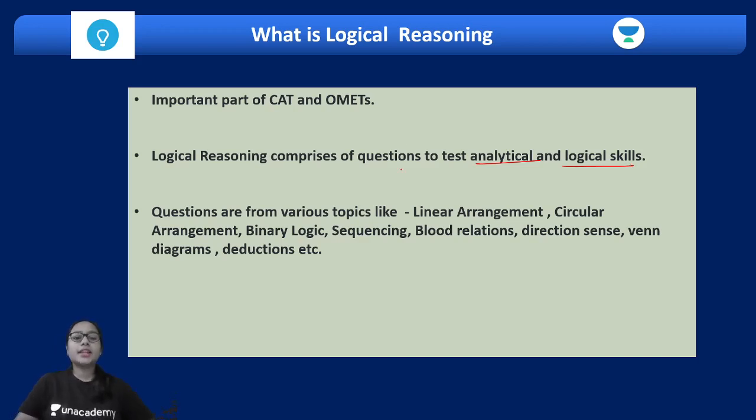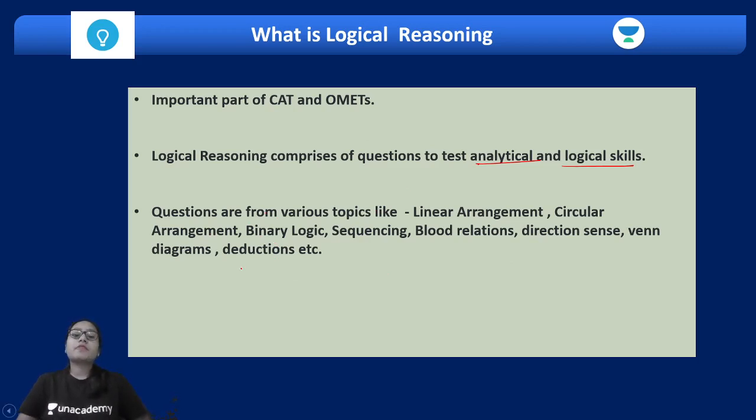Basically, logical reasoning tests your common sense. The way the passage will be given in a question, or some information is given in the question, logical reasoning tests whether you can comprehend the information from the passage or the question and put it to a good use. So this is why logical reasoning is important, and that is why it is asked in CAT. Now let's see what are the various topics from logical reasoning.